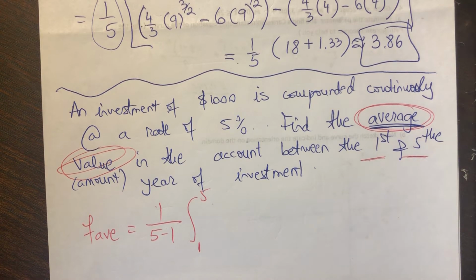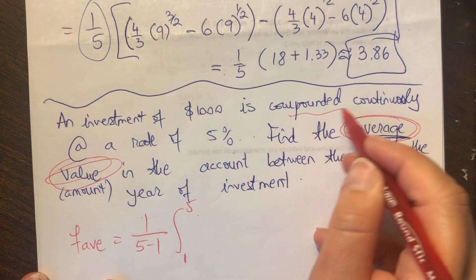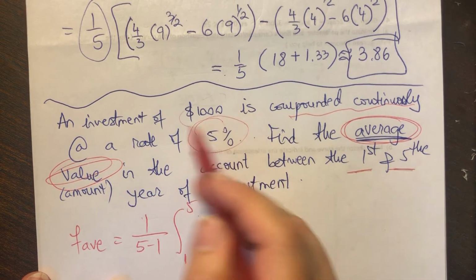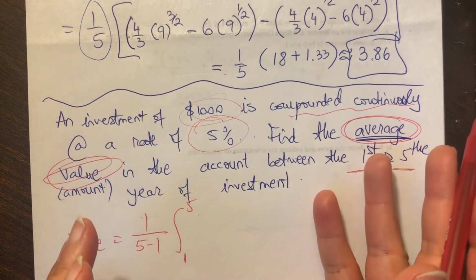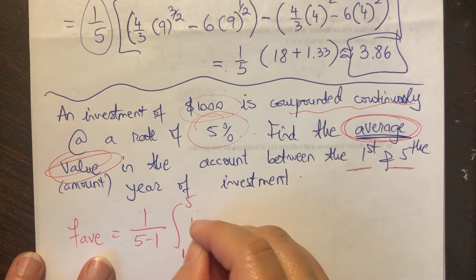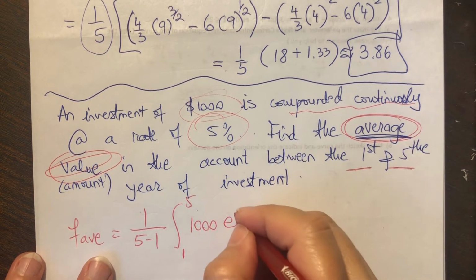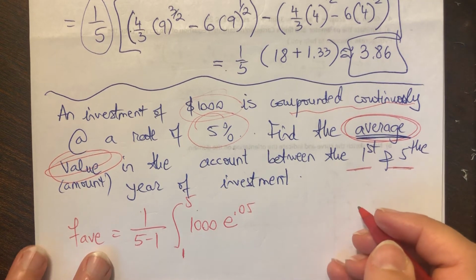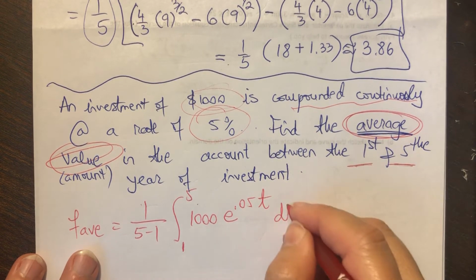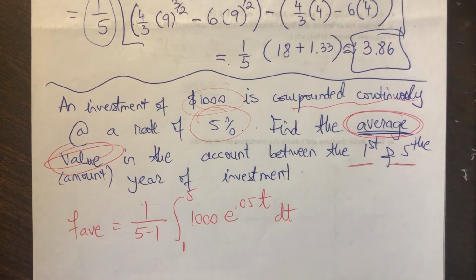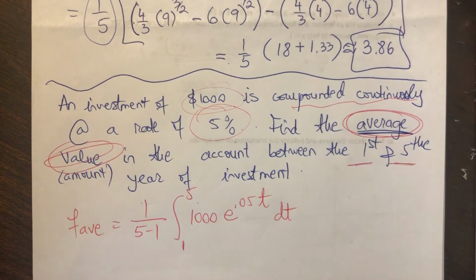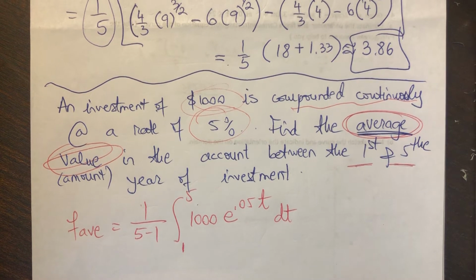Okay, now I don't have a function, but we know how to find or set up this function. What is going to be the amount that you have in an account that's compounded continuously? I'm giving you the interest rate, and I'm giving you the principal, right? So that's simply the PERT formula. And what's the PERT formula? The principal is 1,000 times e to the, what's the rate of growth? 5%, so 0.05, and it obviously depends on time. This one's a dt, I call the variable time. That's what it is. And what we want to do is find the average.